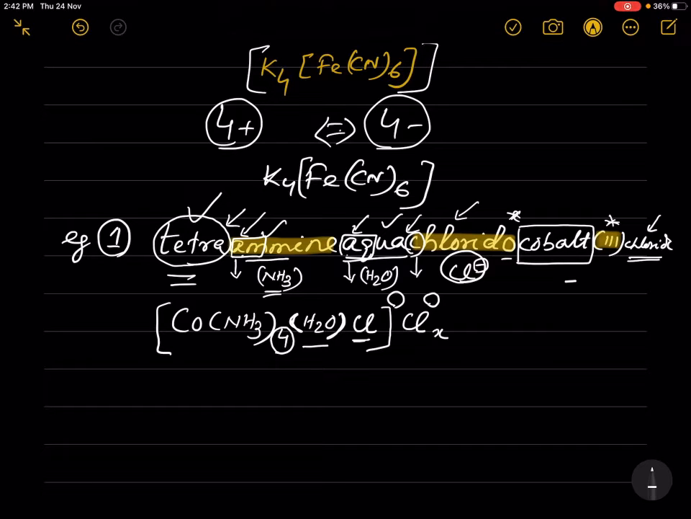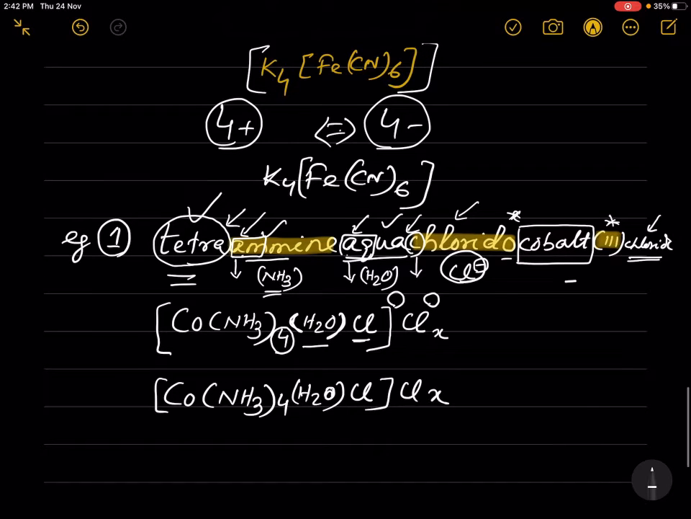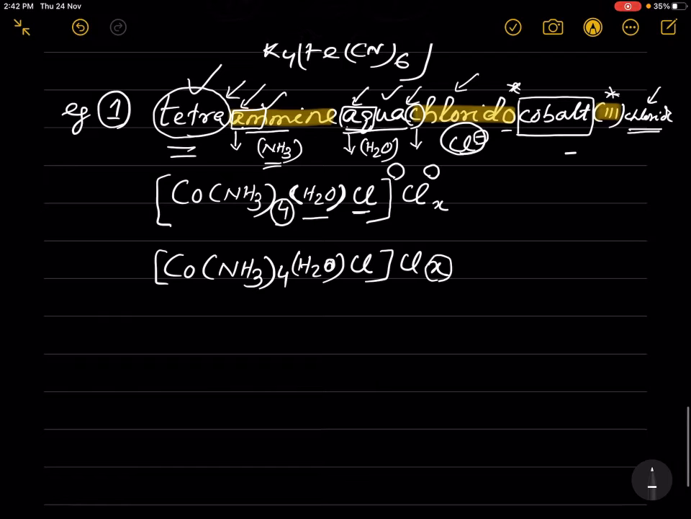You see, we have written cobalt first, then the ligands alphabetically, then chlorine, then the square bracket ends, and then ClX. It is a trick to find out the value of X. Here the upper Roman numeral for cobalt is 3, which means its oxidation number is plus 3. So we have to find the charge on the square bracket.